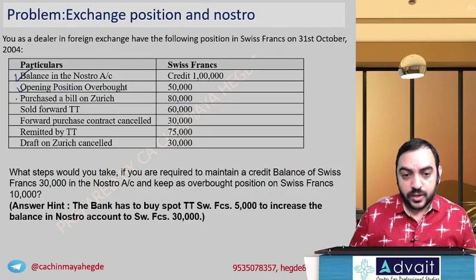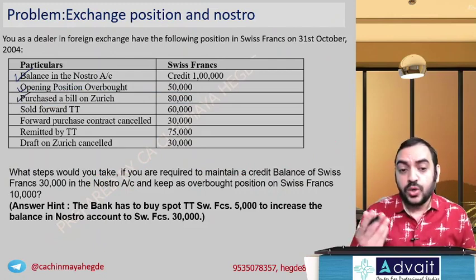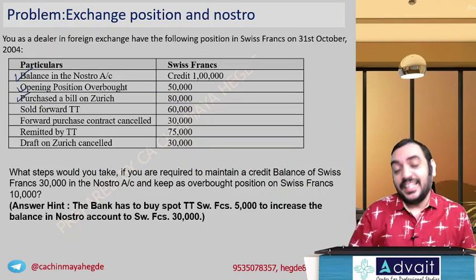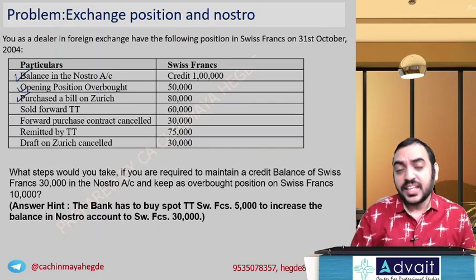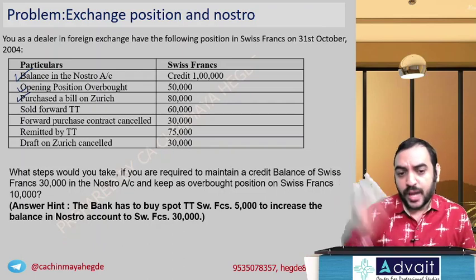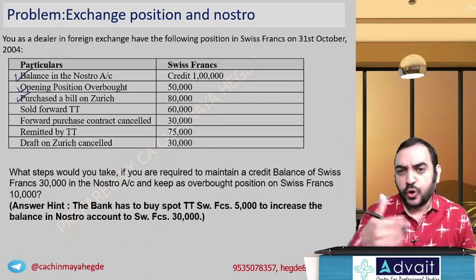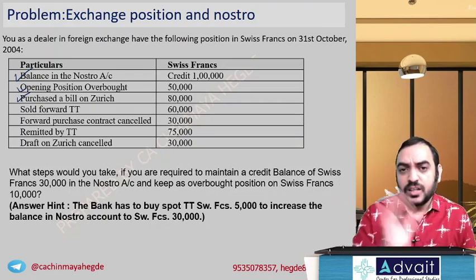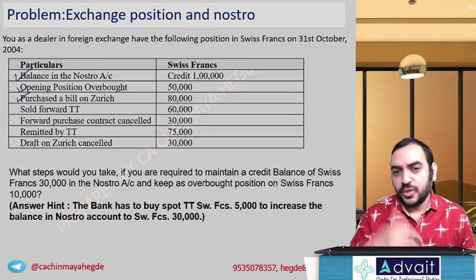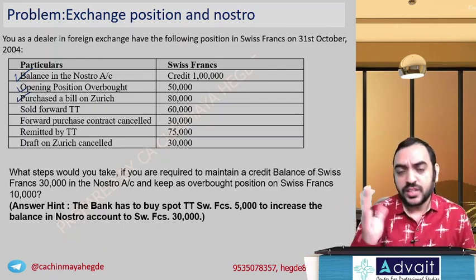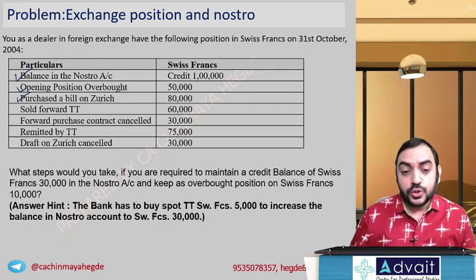Then purchase the bill on Zurich is done. Sold forward TT. TT means telegraphic transfer or telephone transfer. Earlier it used to happen through telephone. Now everything is like Swift code, everything online. But TT means a mode of communication. Beyond that, don't worry. Sold forward TT 60,000. Name itself is very, very clear.